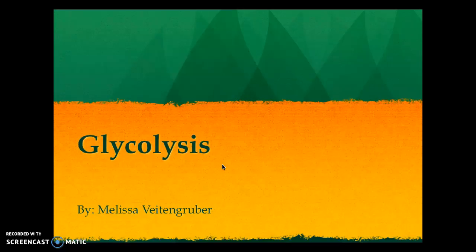Glycolysis is a catabolic pathway that involves multiple enzymatic reactions that break down sugars, and it is also the beginning of cellular respiration. Cellular respiration has three parts to it, and that is glycolysis. And from glycolysis, if oxygen is used, it moves into the Krebs cycle, which is also known as the citric acid cycle. From the citric acid cycle, it then moves into the ETC, which is the electron transport chain.